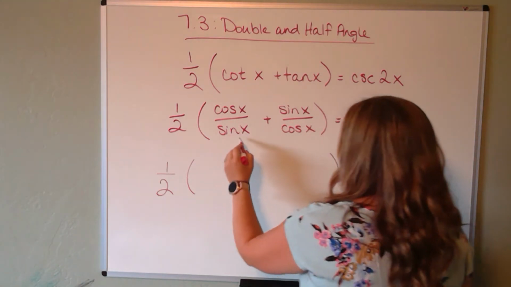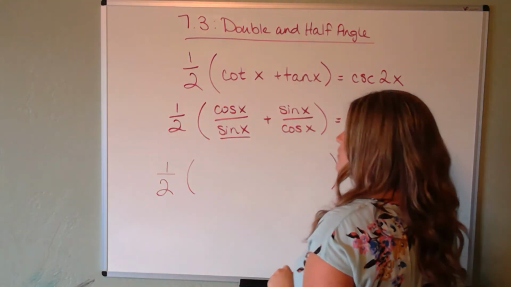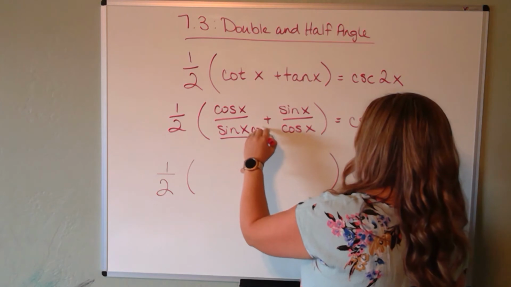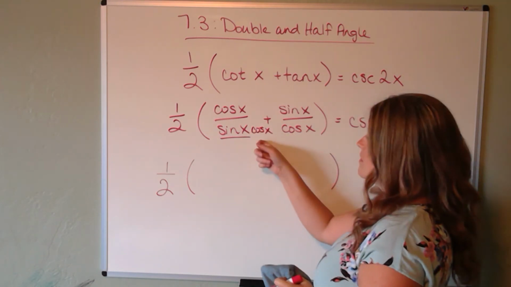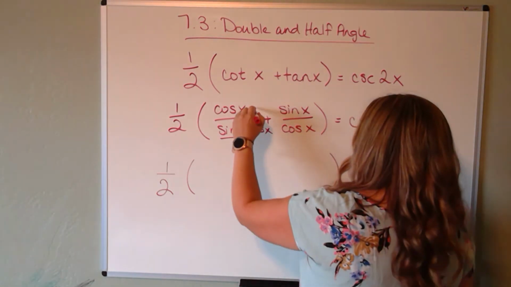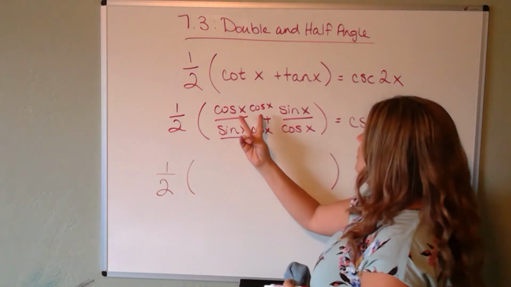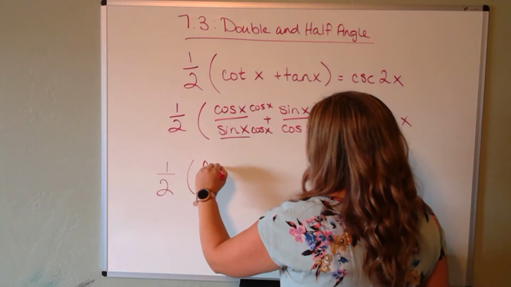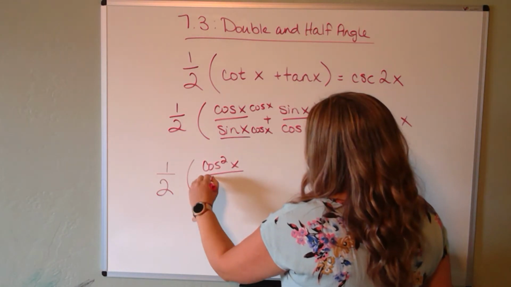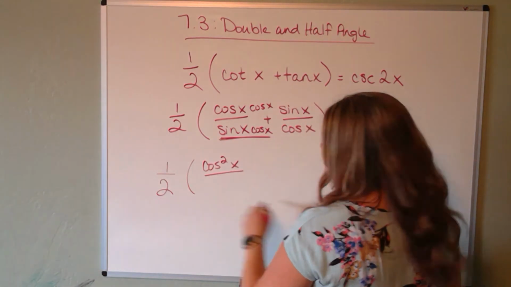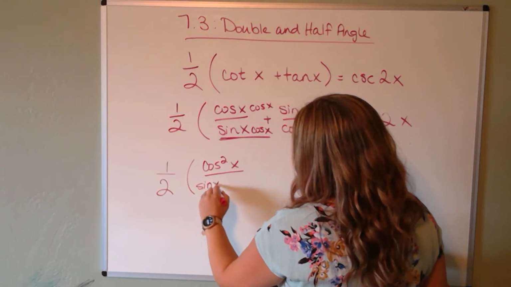Okay, so if I want this to have a cosine x in the denominator, I would have to multiply the bottom by cosine x, which means I'd have to multiply the top by cosine x, right? So what we get on top is cosine squared. And on the bottom, I have my common denominator, sine x cosine x.